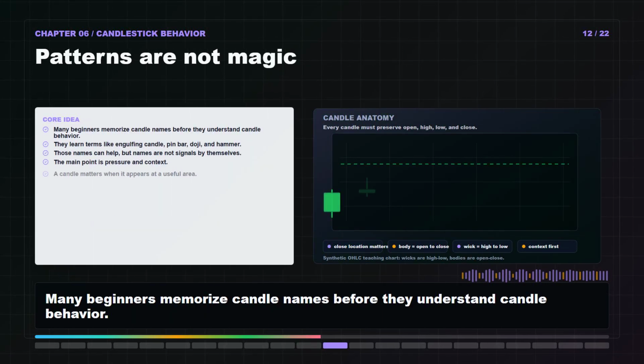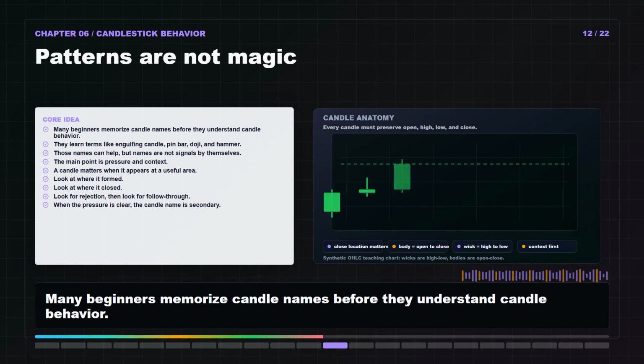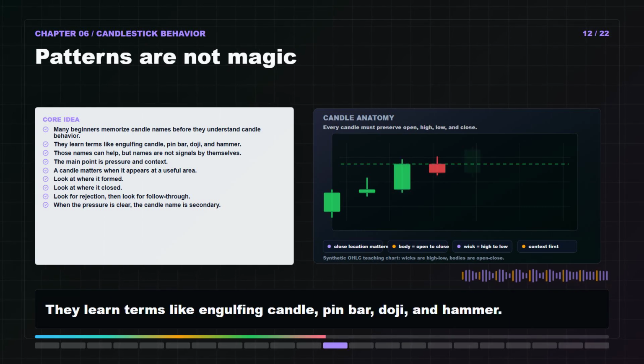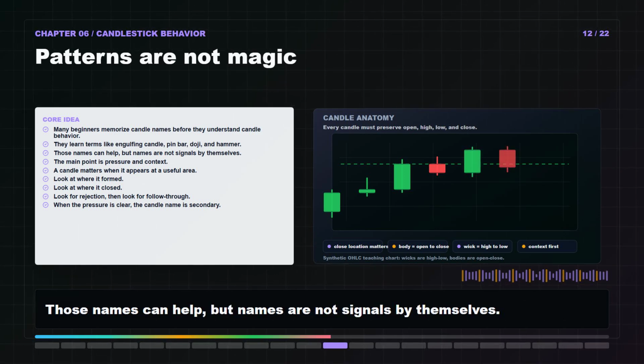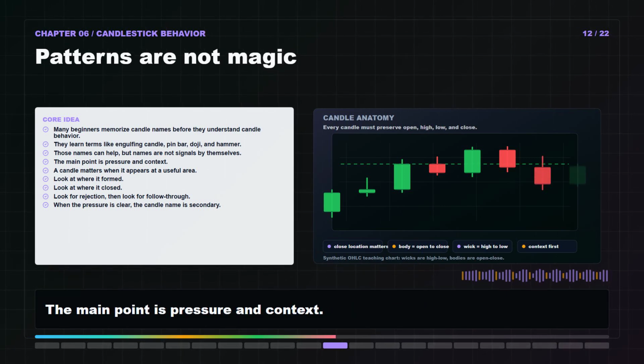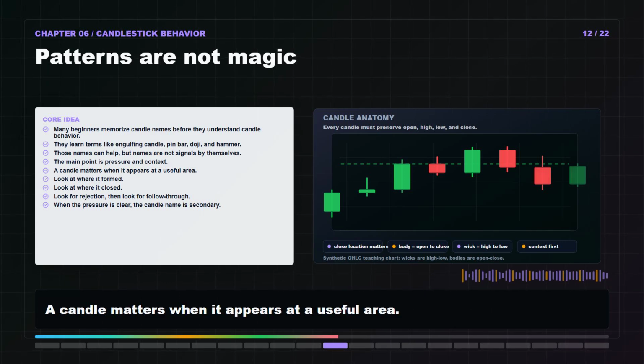Many beginners memorize candle names before they understand candle behavior. They learn terms like engulfing candle, pin bar, doji, and hammer. Those names can help, but names are not signals by themselves. The main point is pressure and context. A candle matters when it appears at a useful area.